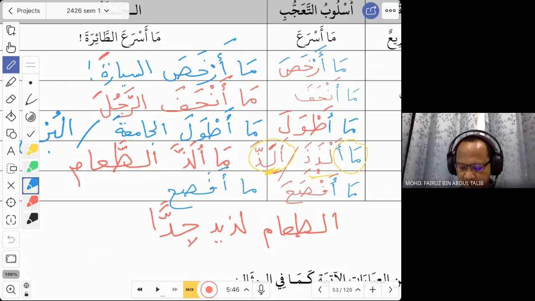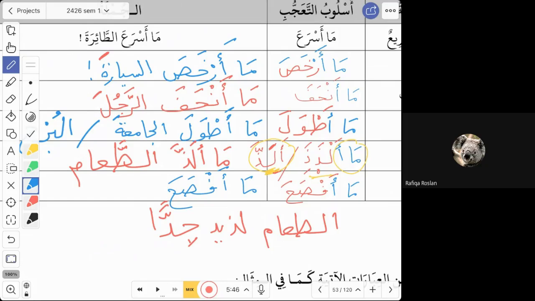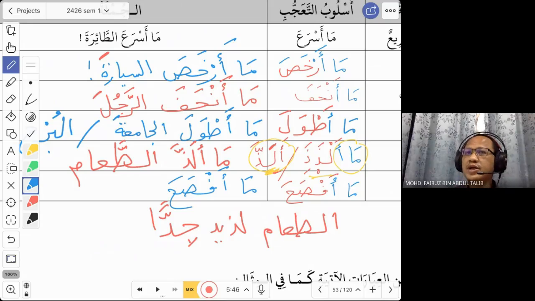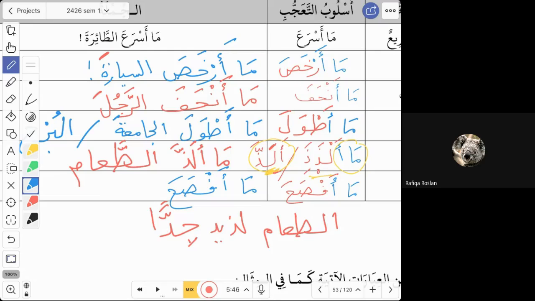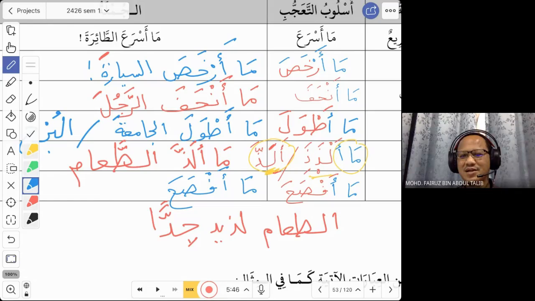Ma afsaha lughat al-Arabiyah. Okay, you look at the meaning. So you want to praise the lugha Arabiyah instead of the person. In terms of the sentence it is correct, but in terms of the meaning, it is a bit weird. No, we don't say afsaha with lugha. We use it with the person who is speaking the language. Ma afsaha.